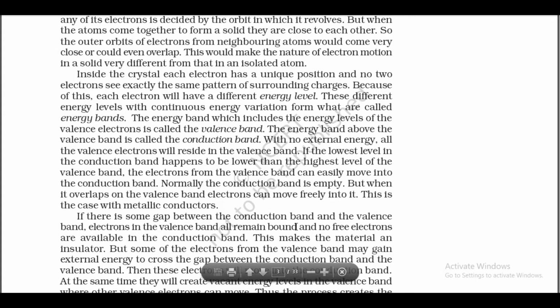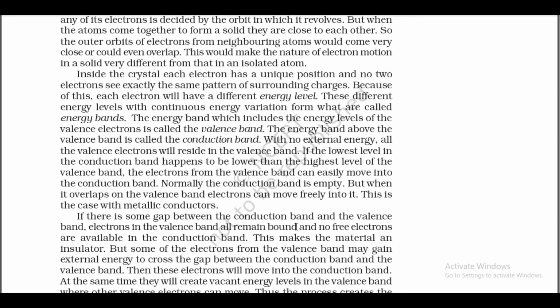Inside the crystal, each electron has a unique position and no two electrons see exactly the same pattern of surrounding charges. Because of this, each electron will have a different energy level. These different energy levels with continuous energy variation form what are called energy bands. The energy band which includes the energy levels of the valence electrons is called the valence band. The energy band above the valence band is called the conduction band. With no external energy, all the valence electrons will reside in the valence band.